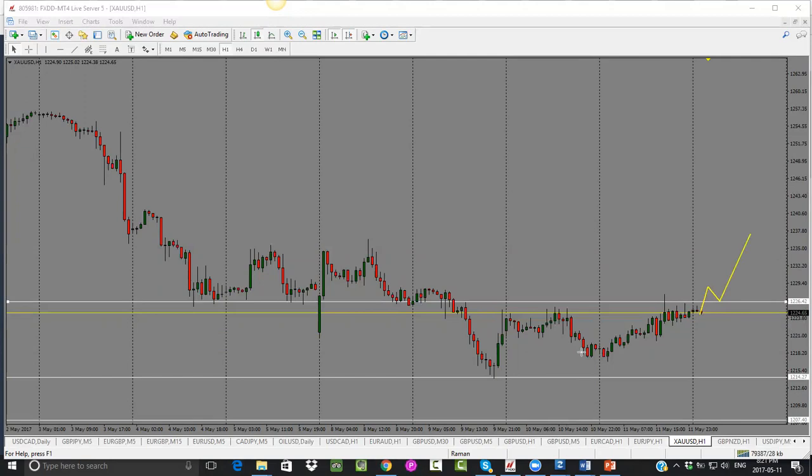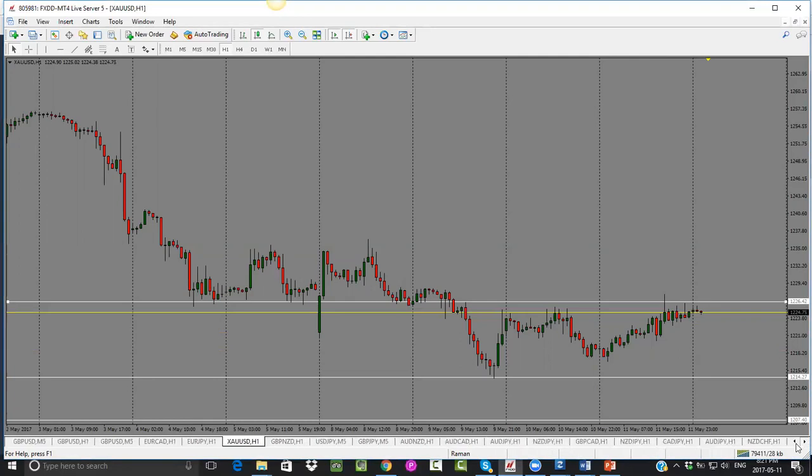It is making higher lows here, which is a good sign. Now it needs to break up, and the first level would be right into here, which is our 1237-ish level. So that will be the first target to the upside. Again, the critical thing is to see if it'll break up. So if the price of gold moves up, Aussie is likely to go with it.